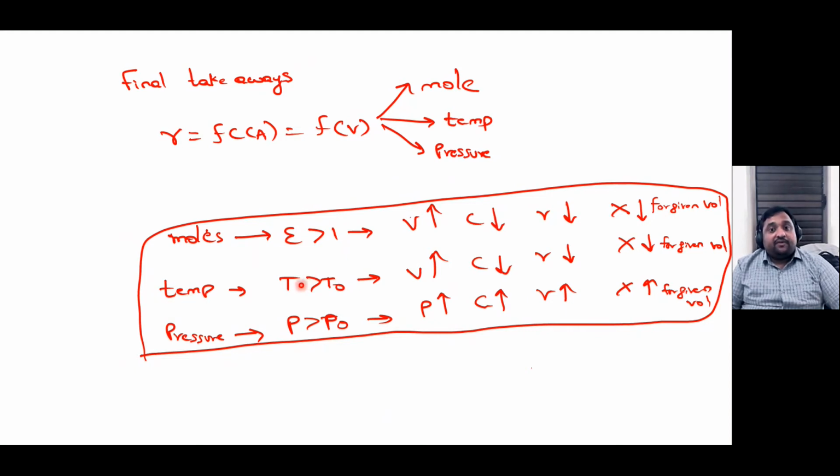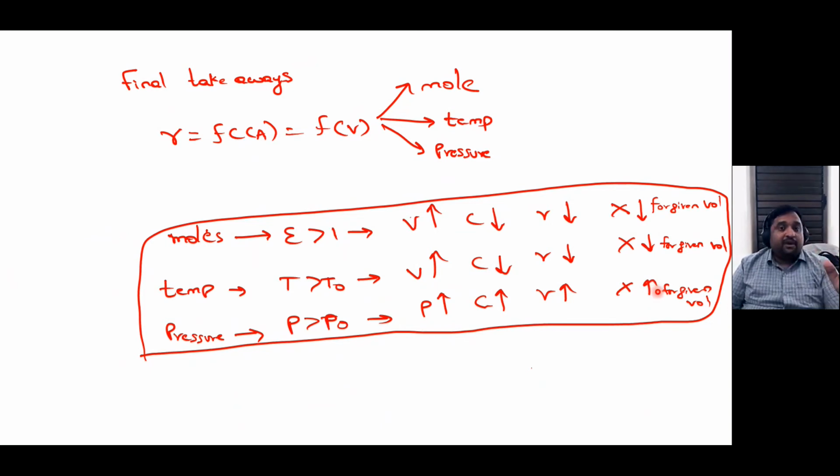Temperature: if final temperature is greater than initial temperature, the volume will rise, the concentration will get down, the rate will get down, and the conversion will get down for a given volume of the reactor for a given time. The effect of pressure: if final pressure is greater than the initial pressure, the concentration rises, the rate will increase, and the conversion will increase for a given volume at a given time of the reactor.